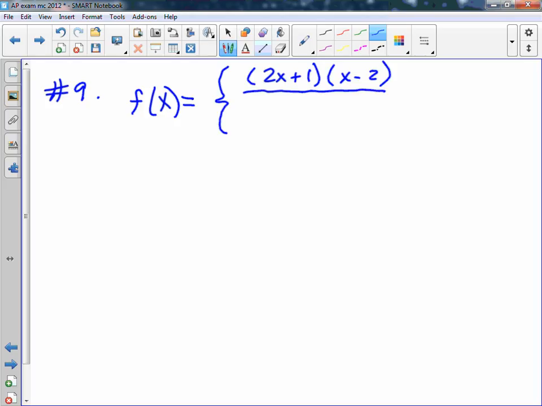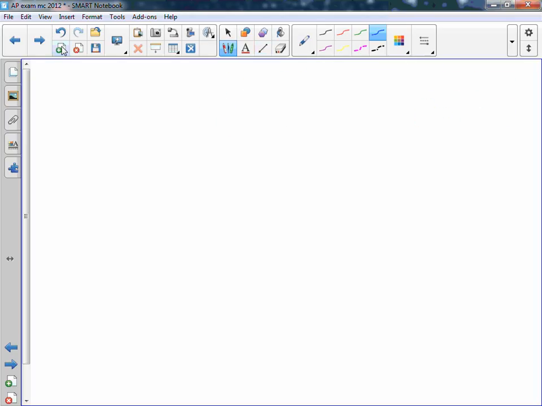Okay, so number 9 is 2x plus 1 times the quantity x minus 2, all divided by x minus 2. So this is a great one, and it says 4x not equal to 2, and this says 4x equal to 2. Now, let's kind of go way back a little bit.